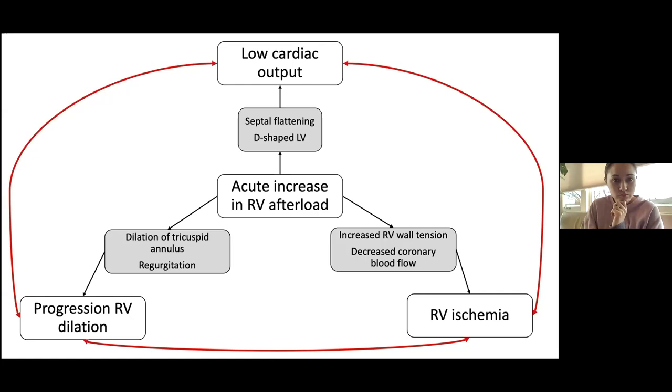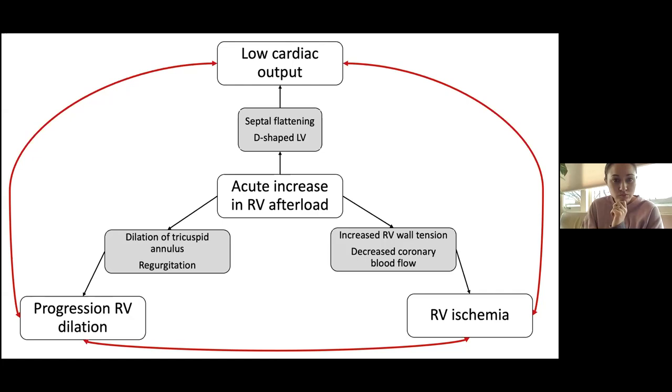Molly, if RV is acutely failing though, we probably need to not add more fluid because it will worsen contractility on the Frank-Starling curve. Yeah, Molly, that's exactly right. And so that's why early inotropes are important here.